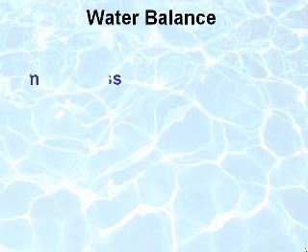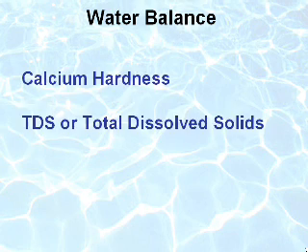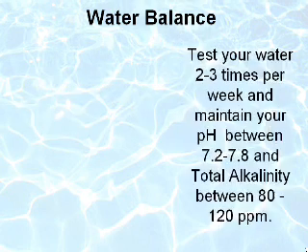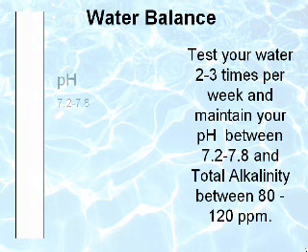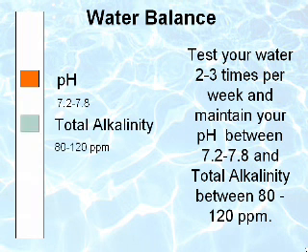Remember, your pool dealer will test for calcium hardness and TDS, while you should test your water 2 to 3 times per week and maintain your pH between 7.2 and 7.8 and your total alkalinity between 80 and 120 parts per million.